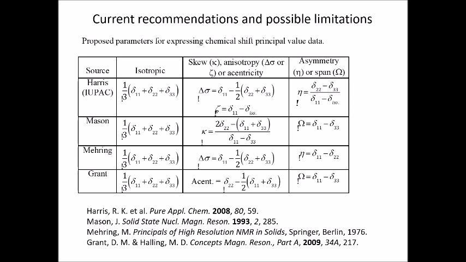Michael Mehring and David Grant have also made recommendations for this. Mehring, in his 1976 book, talked about the isotropic. He also recommends the anisotropy, and then he suggests another thing called the asymmetry, but he defines it slightly differently. In his case, the asymmetry is δ11 minus δ22. David Grant also made recommendations in a 2009 article. He suggests that you use the isotropic, something he calls the eccentricity in the middle column, and then the span, which is something that he has in common with Joan Mason, which is δ11 minus δ33.